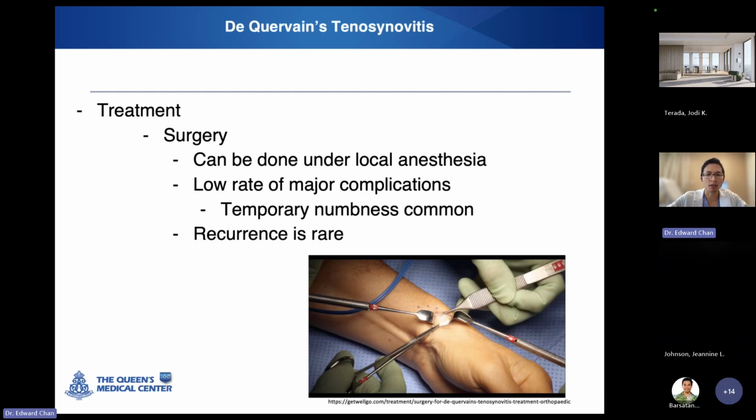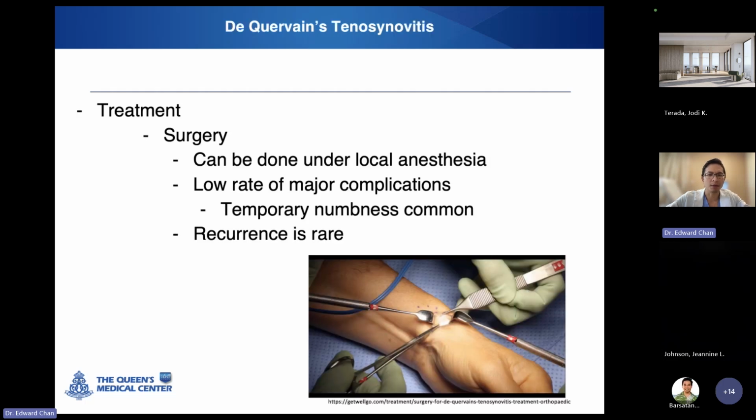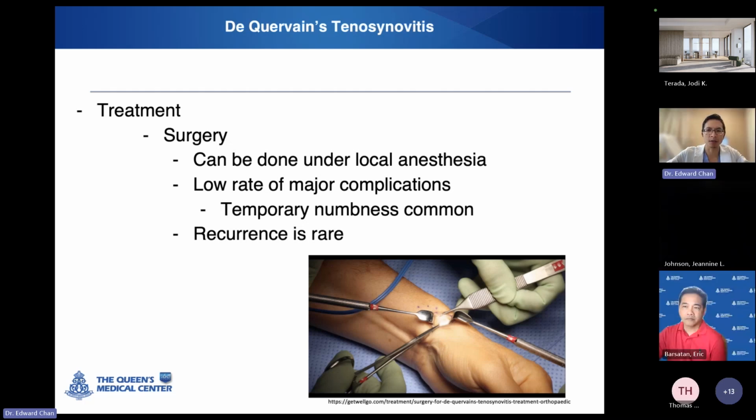And again, recurrence with this condition is quite rare. And just like before, this is a pretty simple, efficient, same day outpatient procedure. Again, something we could very easily do in the same day surgery center here at Queens West.